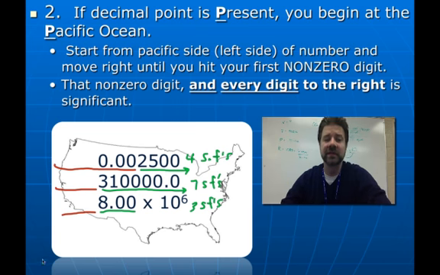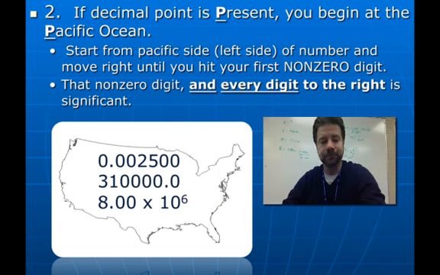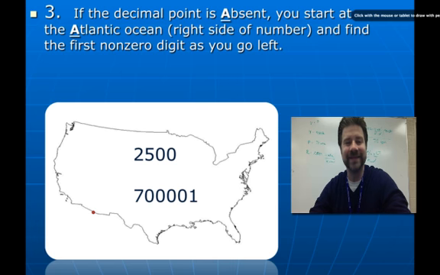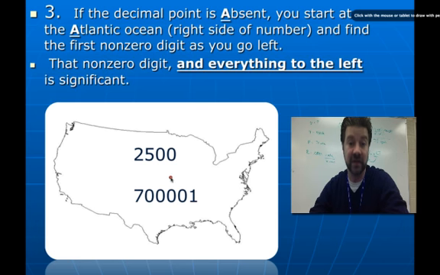Okay, so this is the step where we're taking a look at numbers that have a decimal point in them. What if you get a number that doesn't? Well, if that happens, then we've got to move on to step 3. If the decimal point is absent, we'll start at the Atlantic Ocean, so the A's match there. And if we're starting on the right-hand side of the number, we're going to move left, kind of the reverse of the sequence we did in the last step. We're going to move left until we hit our first non-zero digit. That digit and everything to the left of it will be significant as well.